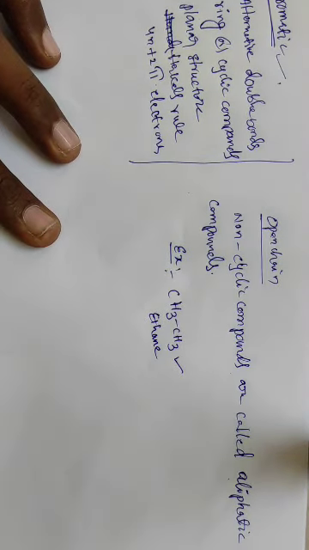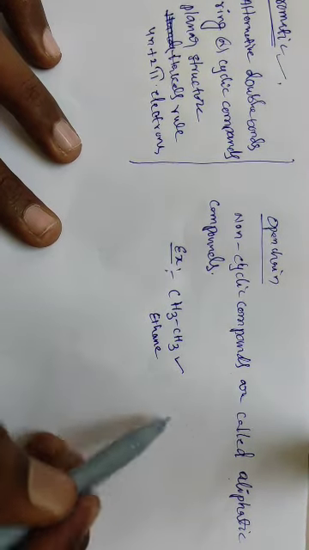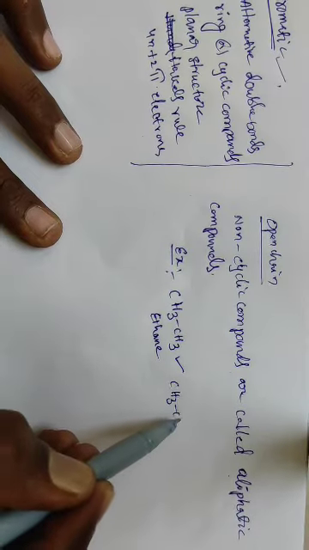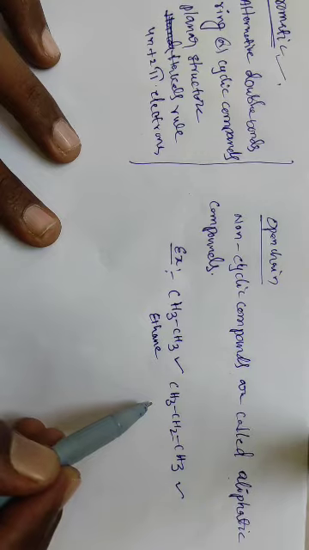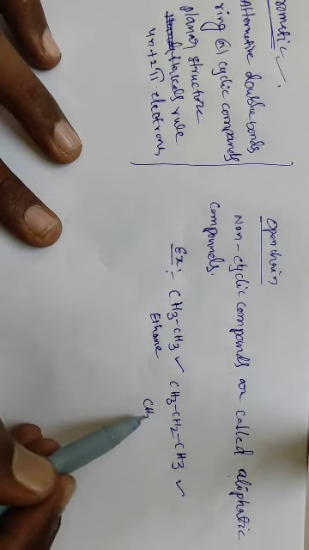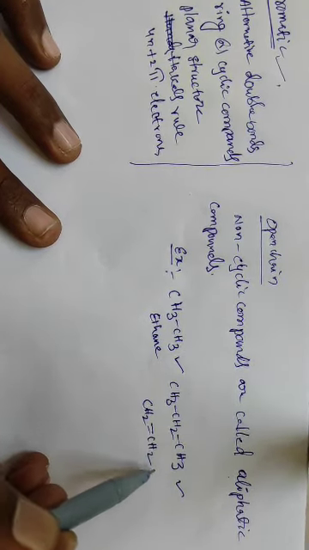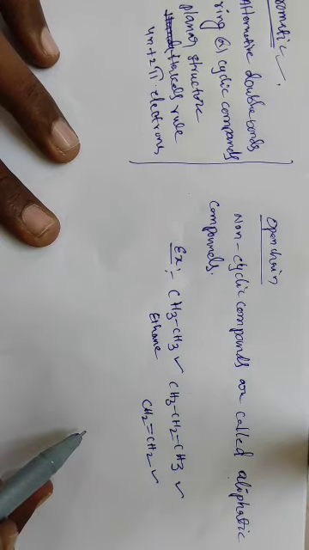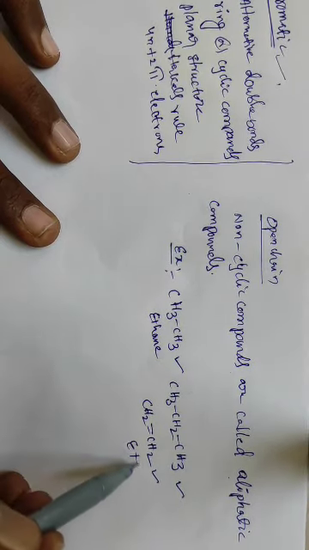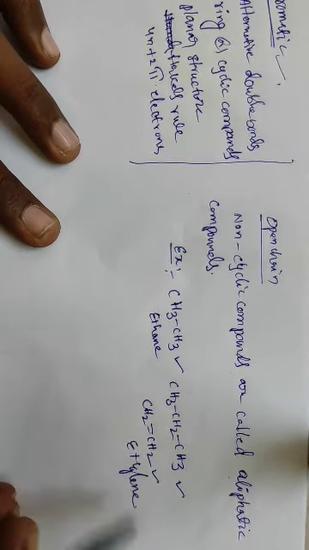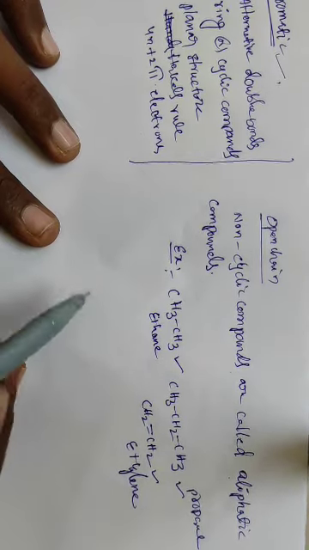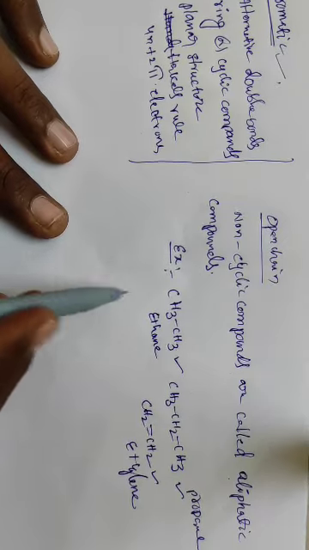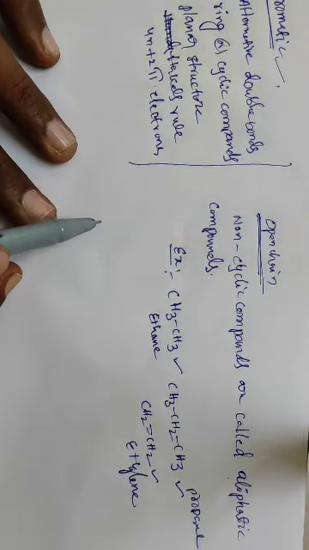Next, our open chain compound. CH3, this is one more compound. Next, CH2 double bond CH2. This is also not a cyclic compound, and this name is ethylene. This name is propane. Compounds like these are called open chain compounds.